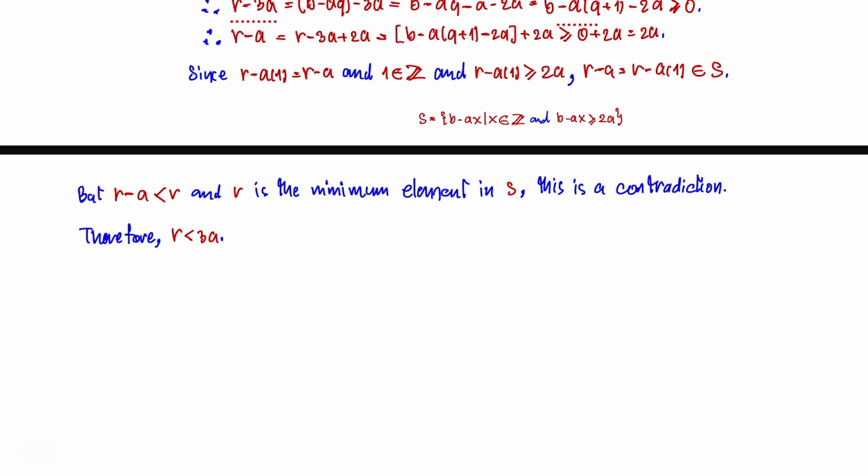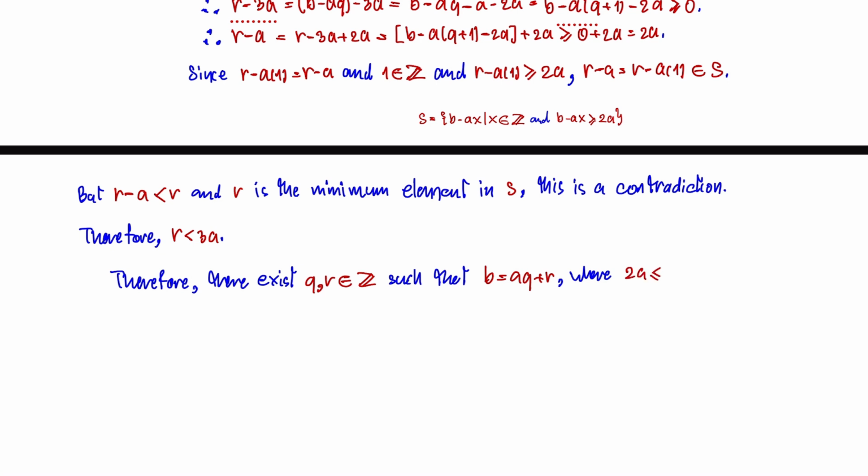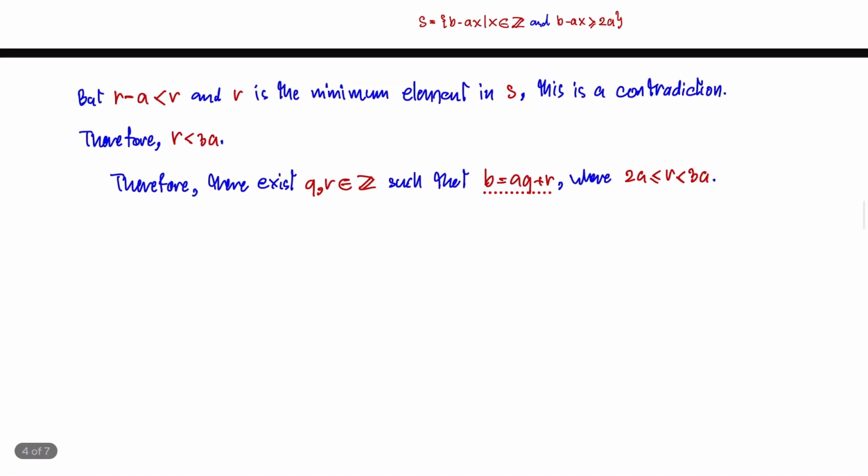All right, so now we've just proved that there exist Q and R, which are integers, such that B equals AQ plus R, where R is greater than or equal to 2A and less than 3A. Now, what can we do with this?